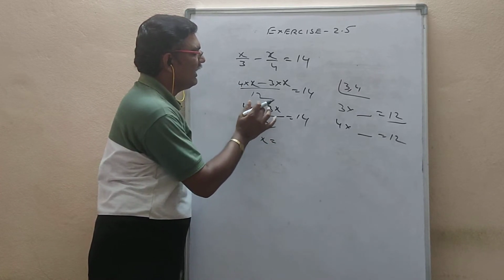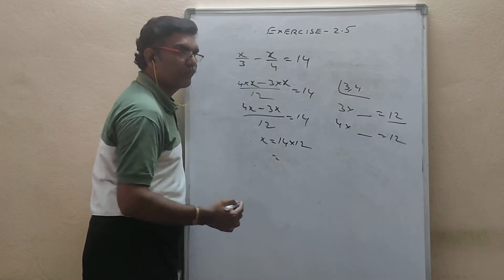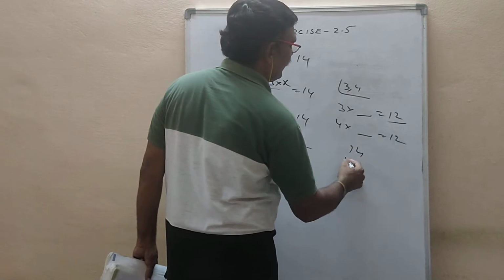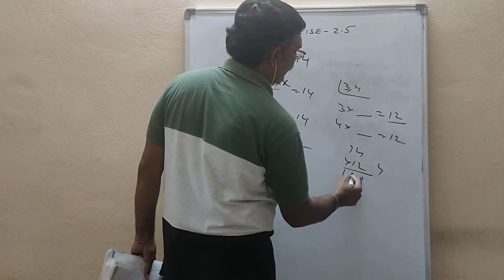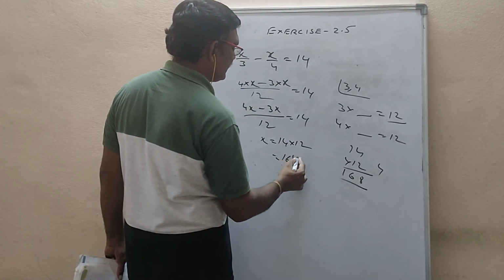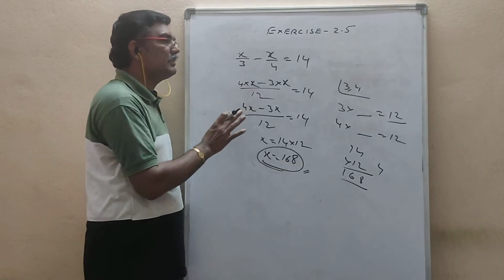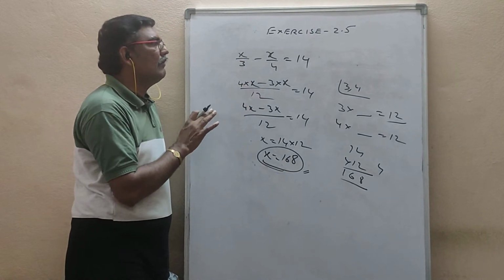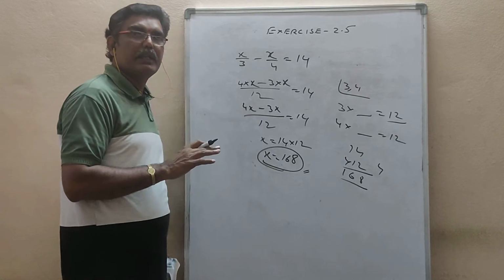This 12 is dividing the entire side. Take it to this side, and it will multiply. 14 into 12. 12 fours are 48, 8 and carry 4. 12 plus 4, 168. You are getting 168. That is the value of x. Solve means you have to find the value of the variable. You found the x value.